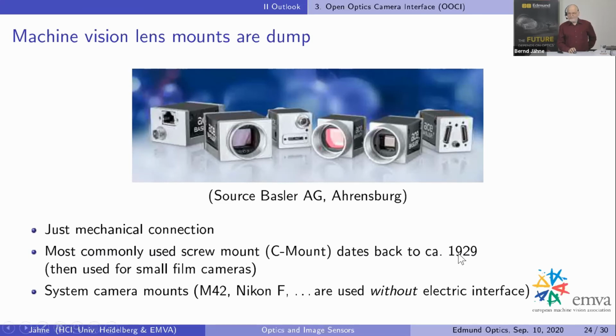Actually, it's funny to see this dates back to 1929. The C-mount has never changed since then. And even if you now use larger image sensors, where you use mounts from system cameras, M42 or Nikon F are the most common ones, you typically use them without an electrical interface, which is already there.